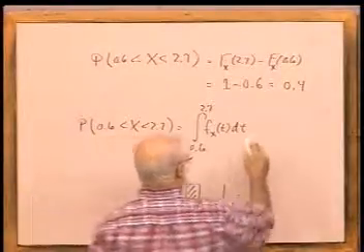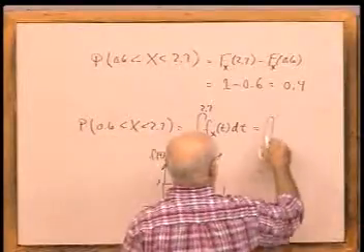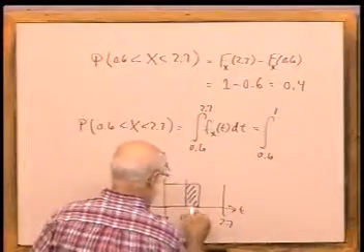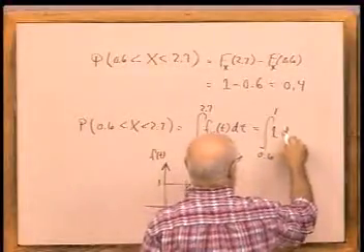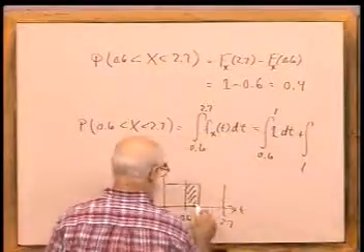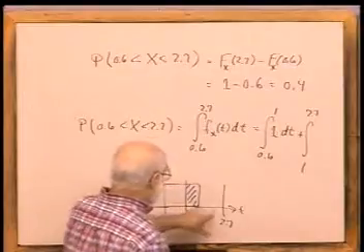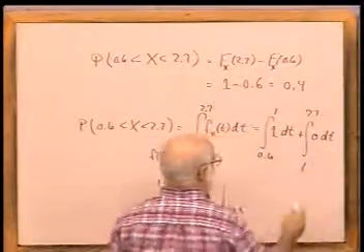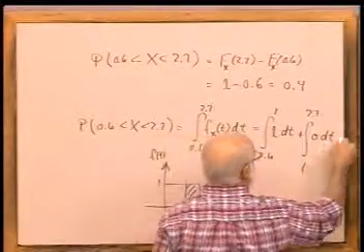So the way I would do it is, being overly formal, I could write this as the integral from 0.6 to 1, that's this amount here, and in that region the density function has the value 1, plus the integral from 1 to 2.7. In that region, the density function has the value 0. This part is 0. This will give me exactly that. So, of course, I get the same answer no matter how I do it.